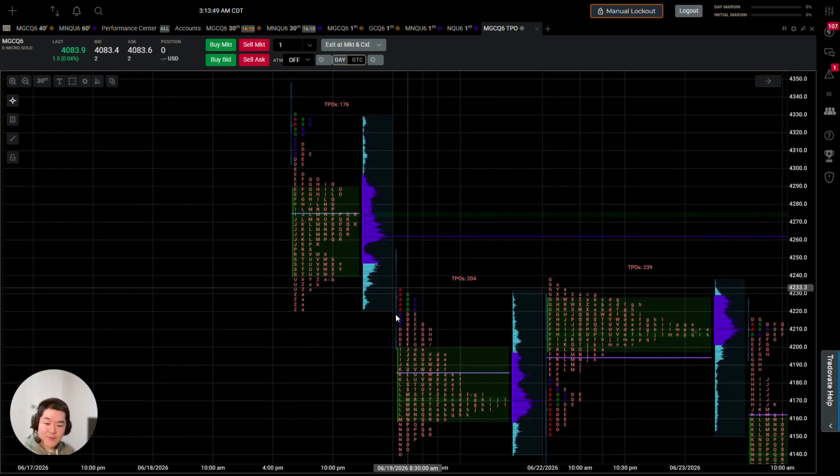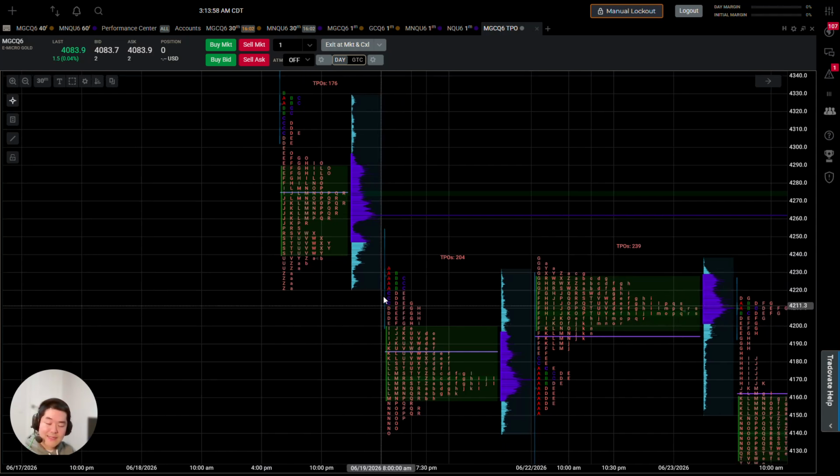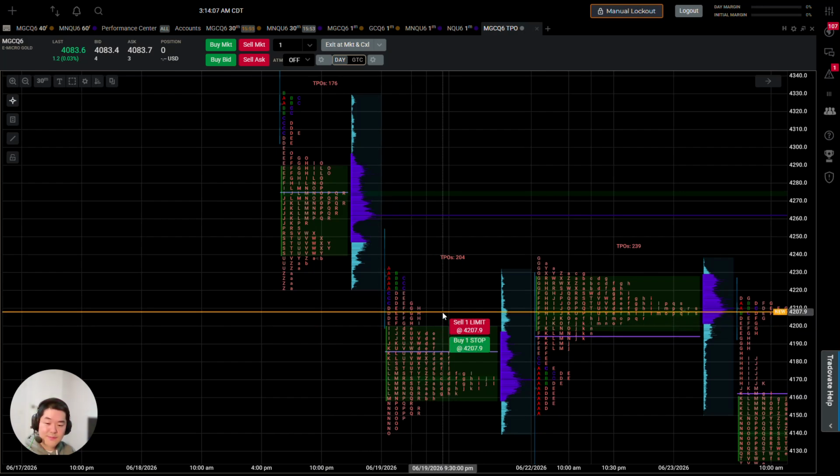B period opens up. We still have yet to break the lows. So we're still looking for selling opportunities until finally C period breaks the lows. And you can see we trade lower for the rest of the day and we created a new balance lower.